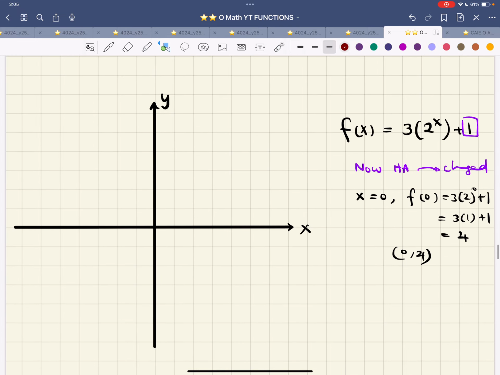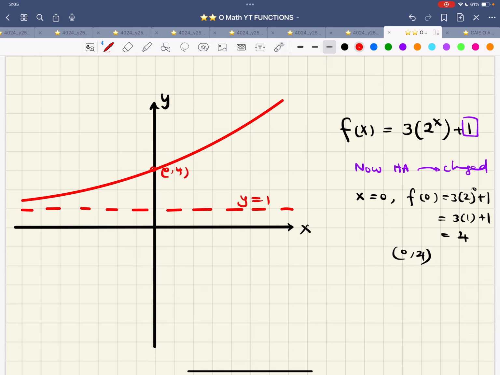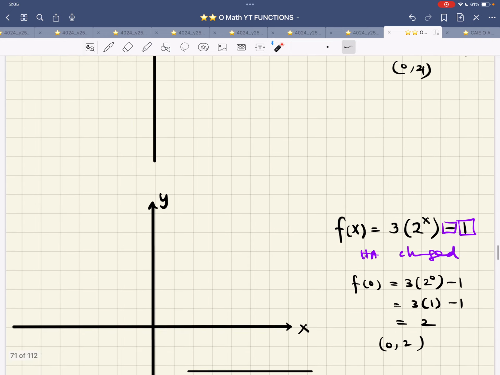So therefore, let me draw this directly. First of all, let me draw the horizontal asymptote. So this time a different approach, slightly. That's the horizontal asymptote. And let me draw this curve right over here. So now I can label it. This is 0, 4. And this is y is equals to 1. That's how you draw it. So maybe the examiner will ask you the whole thing. Maybe the examiner will ask you the y-intercept. Maybe the examiner will ask you the equation of asymptote.